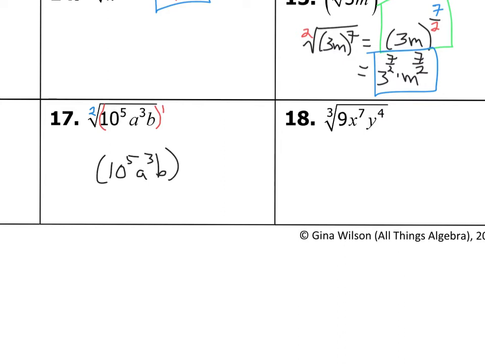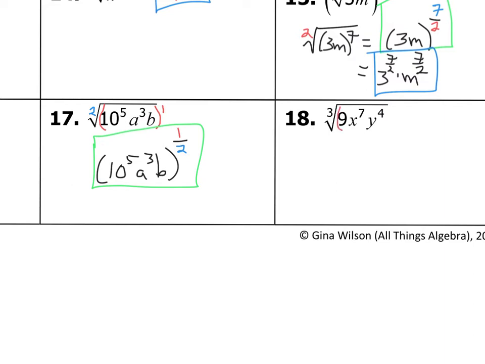I'm not going to write to the 1st, and I have a fractional exponent. So we're going to take this 1 and put it here, and then the 2, the index, goes underneath. So 1 and then 2. And then if I were you, I'd probably just leave it that way. You could split it up into 10 to the 5/2, because power to power means you multiply exponents, times a to the 3/2 times b to the 1st, so it'd be b to the 1/2. You could split it up. I don't think that there's any necessity to do that. So then you try number 18 on your own. Pause the video.